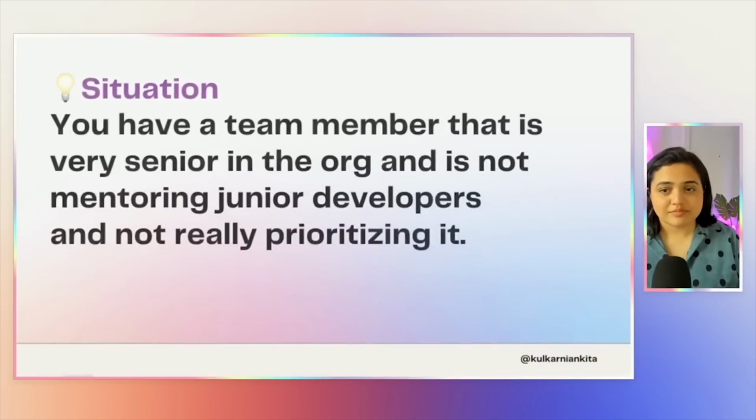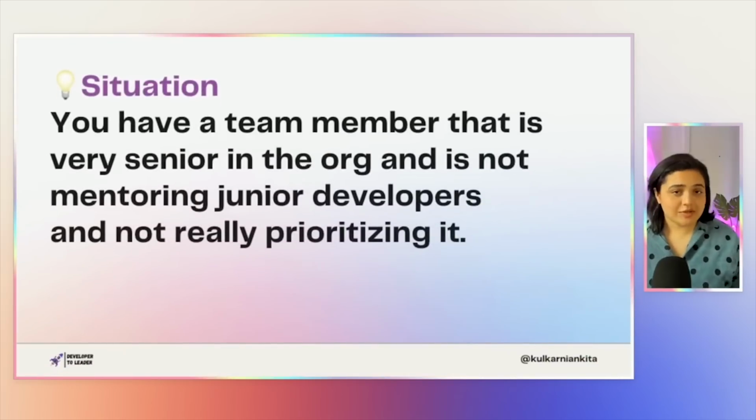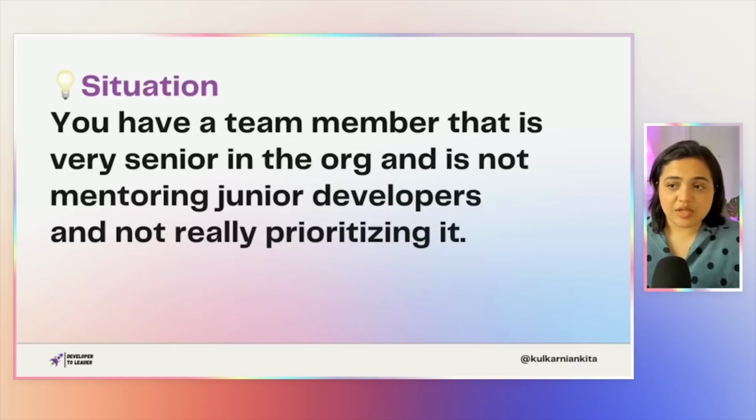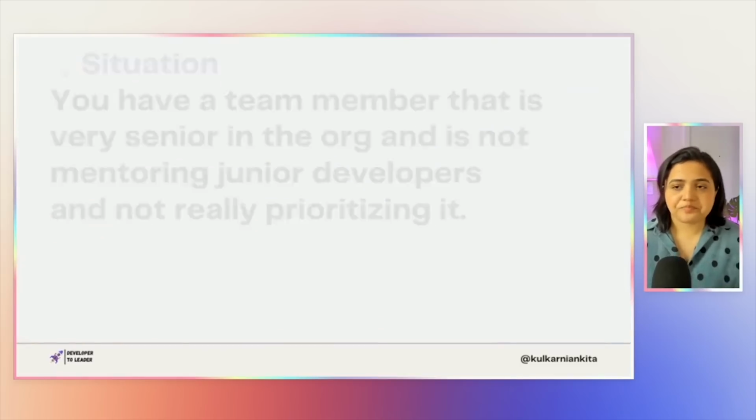So let's say you have a situation. Let's take a look at an example. You have a team member that is very senior in the org and is not mentoring junior devs and not really prioritizing them. What is something that you need to do? Well, your first instinct is going to be that this is not okay. This, in this case, would be that you would want this behavior to stop or change, and that's going to be your first instinct. But the second is going to be that they are mean and they're rude, that they're constantly talking over people. This is not making the team feel good, and the team is not speaking up because of that. And that is the impact.